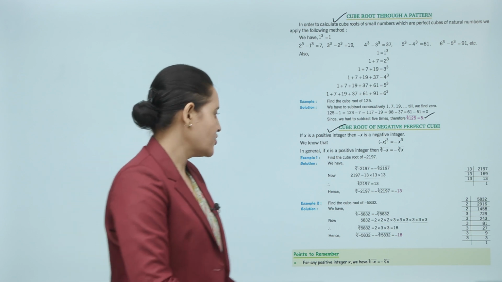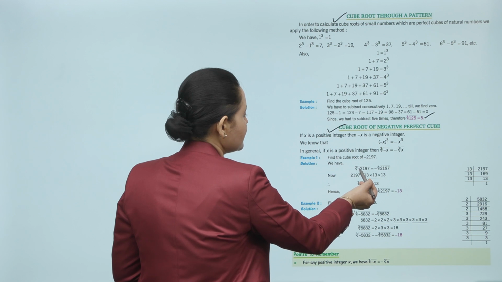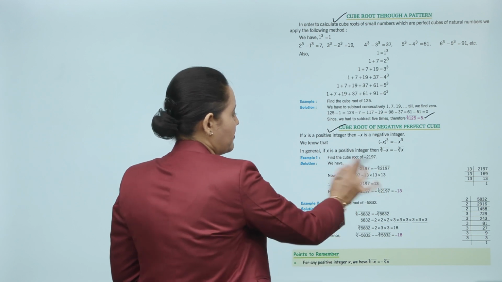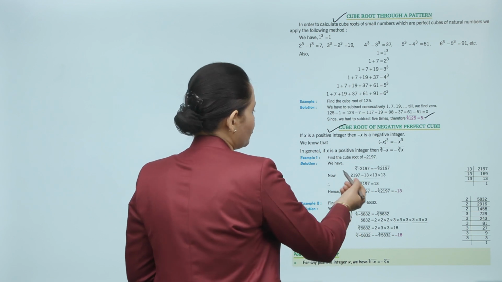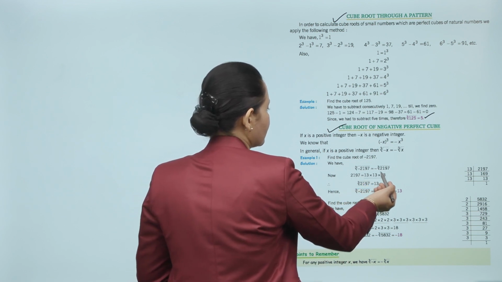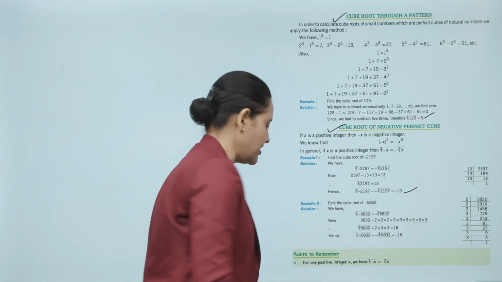For example, find the cube root of minus 2197. So we have to find the cube root of this number. Write it like this: cube root of minus 2197. We will keep the minus outside, and then we will find the cube root of that number. So the cube root will be 13 into 13 into 13, that means 13. So the answer will be minus 13.